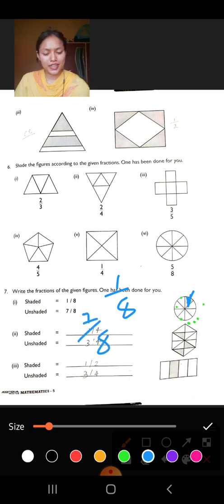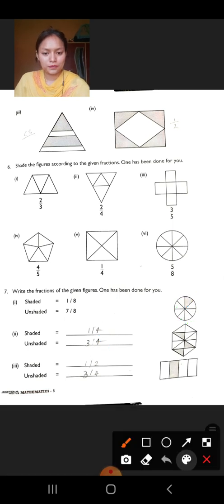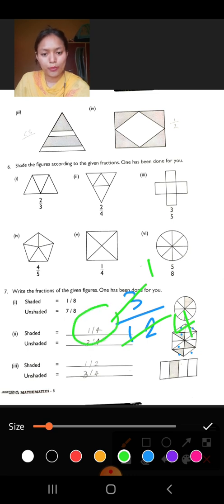Okay, that's all. Similarly, the next one. In the next one, you can see how many total parts are there. 1, 2, 3, 4, 5, 6, 7, 8, 9, 10, 11, 12. 12 parts are there. Out of 12, how many are shaded? 1, 2, 3. 3 are shaded. Yes or no? Okay, now we will cut this. How will we cut this? 3 1s are 3 and 3 4s are 12. It is 1 by 4.